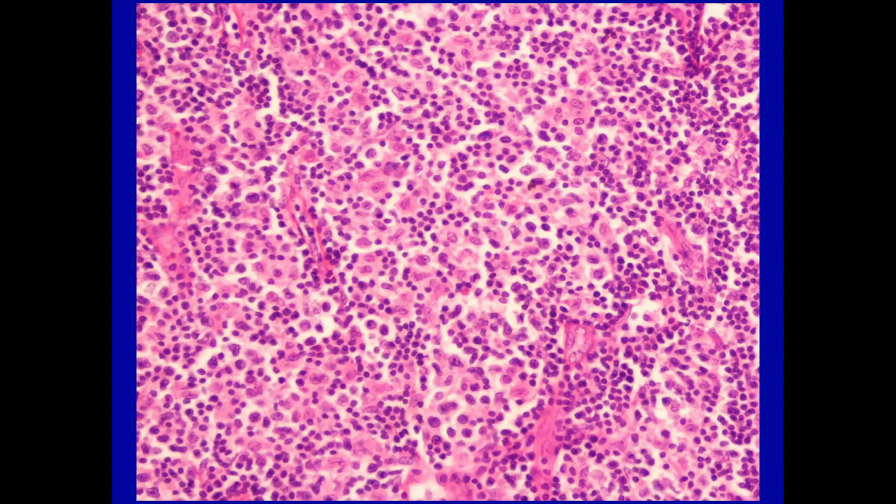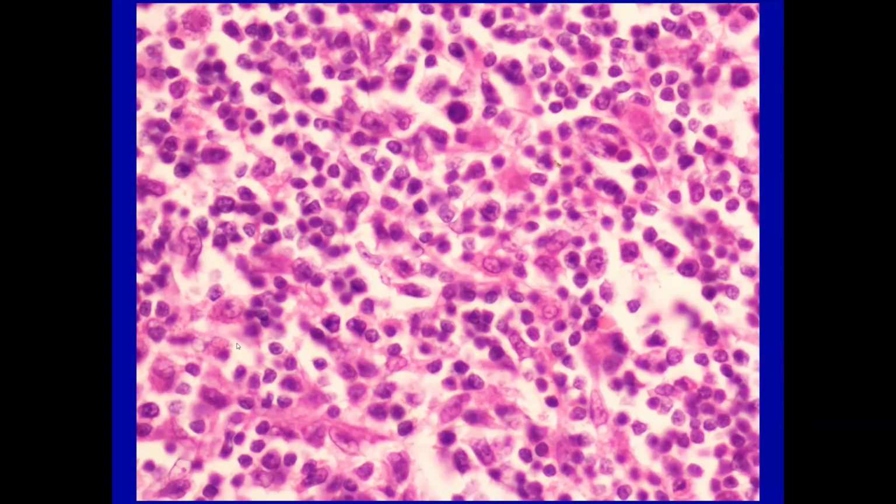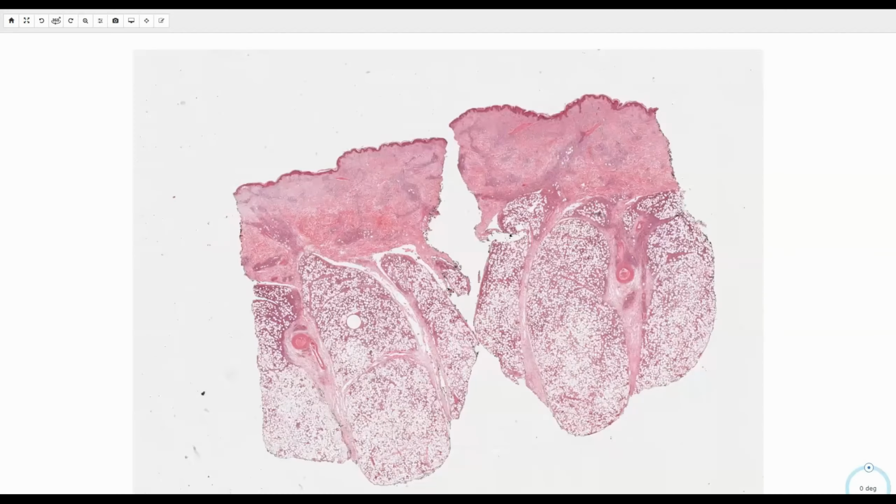And again, these were previously categorized as a lymphoma, but because of their indolent clinical behavior, they are now reclassified as a lymphoproliferative disorder. All right, the next entity that we'll consider is a panniculitic lymphoma.